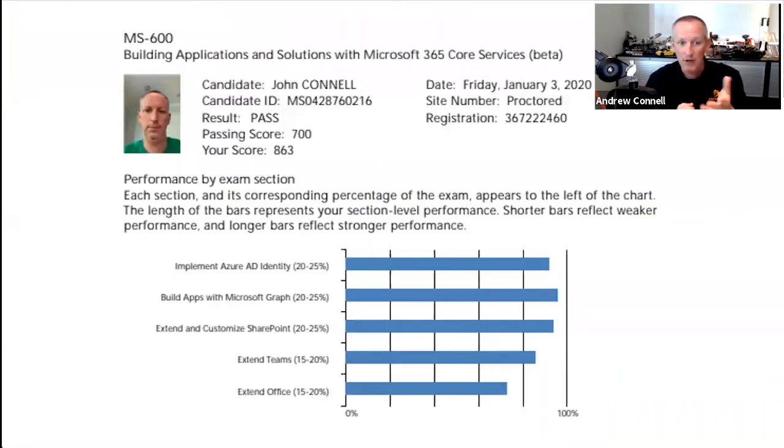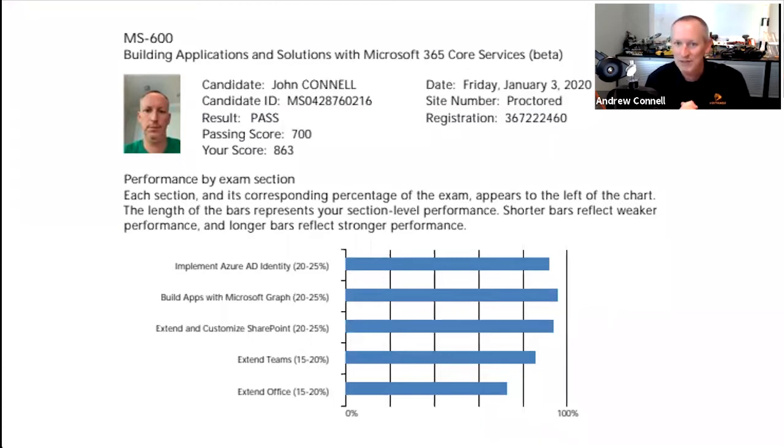And you can see Microsoft Graph, which is still ironic to me, I did the best in the Microsoft Graph section, which is what we're talking about today. I would have expected I would have done really well in SharePoint, which I did, but I was a little embarrassed. I was like, wow, I did better in Graph than in SharePoint. So, hey, whatever. It still worked.